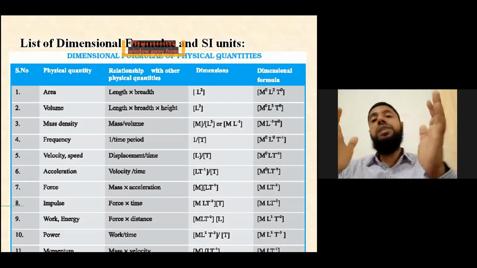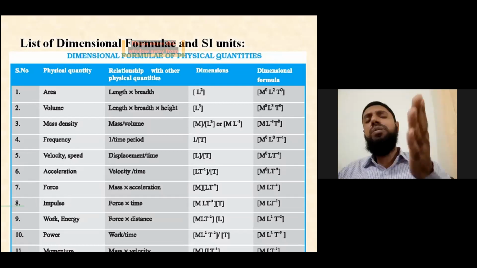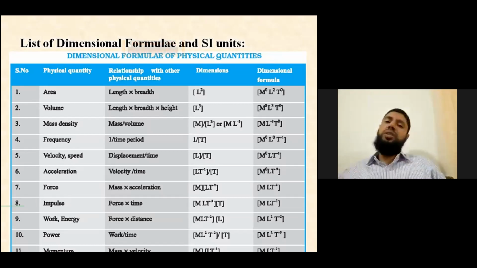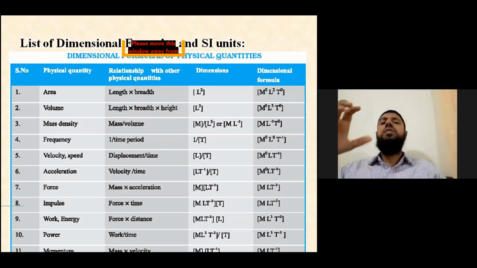Sir, where do we find the dimensional formulas of all physical quantities? Don't search anywhere. I have put this list from the NCERT textbook. It is there in our NCERT textbook, first year, in the last appendix part. If you go to the last part, we can have the list of dimensional formulae.